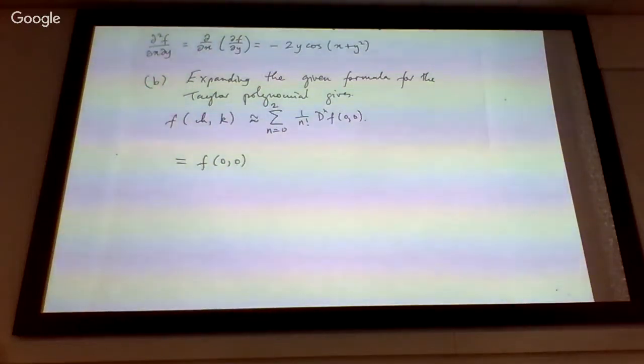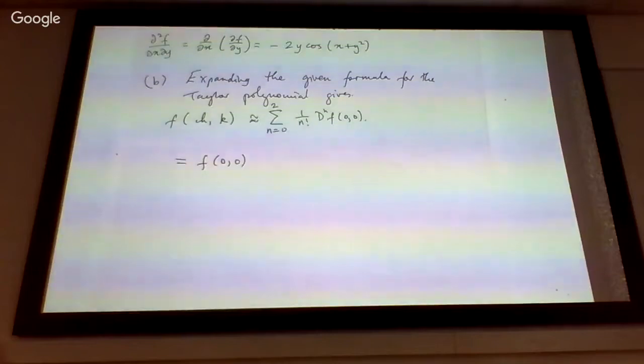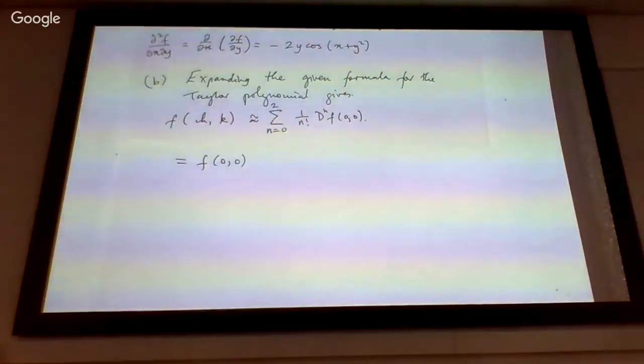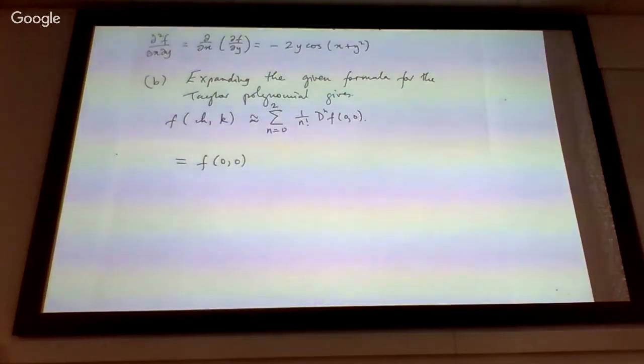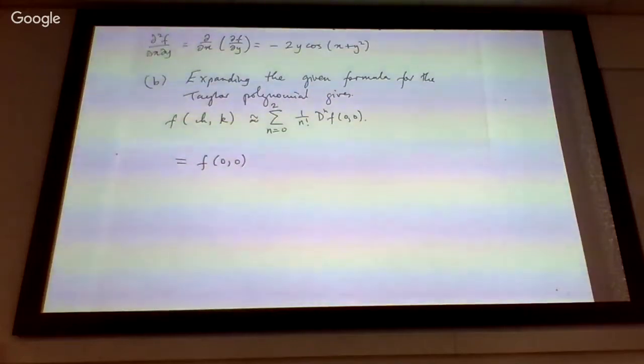If somebody asks you what's the value of the function close to the origin, the naive approximation you give is just exactly the value at the origin. If you ask me to predict what the weather is going to be like tomorrow, I'll just say it's going to be like the weather today. It's the first stab at a guess, the least information guess.